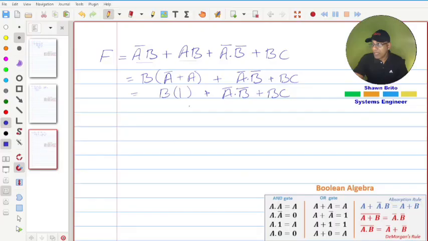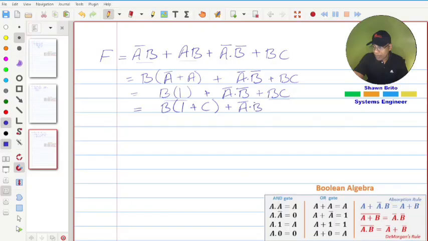Since we already have this, we can take the b out from here. So I'm going to simplify, I'm going to combine these two. I'm going to take the common value from this b1 and bc. When I take the common value b out, I am left with 1 plus c plus this remaining a bar b bar.